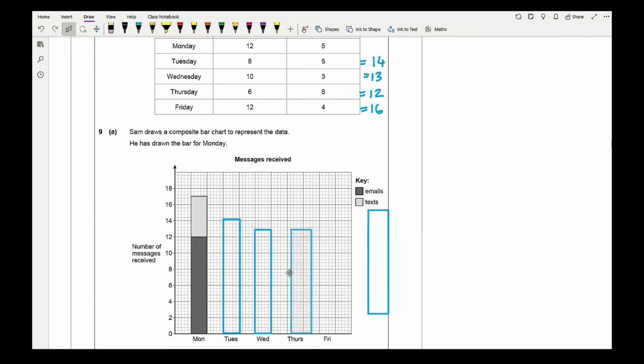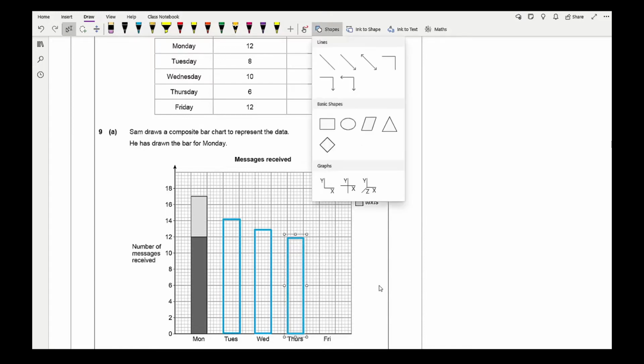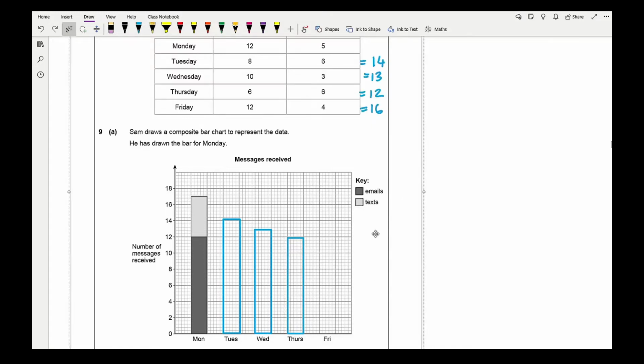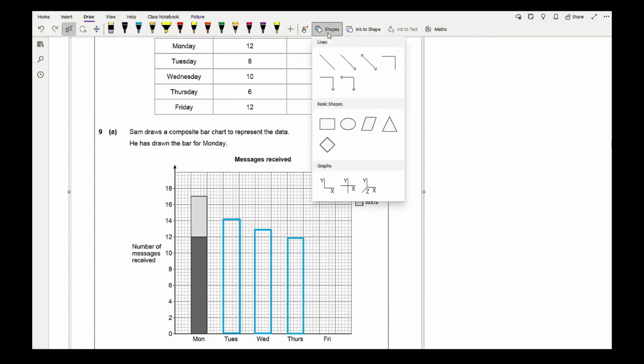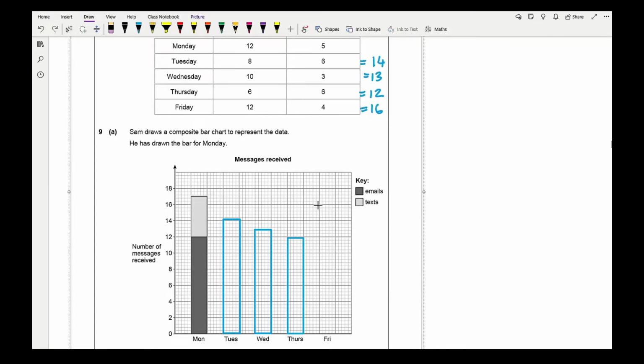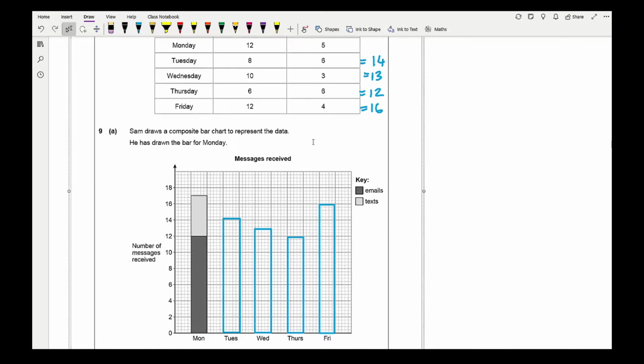Oh, can use that. And then just alter it, so going up to 12, just to make it a little bit skinnier. And then finally 16, which is going up to, oh, don't know why I've deselected it. So 16 is there. Like so. So the only thing I've now got to do is to draw the lines to split the bars between emails and text messages.